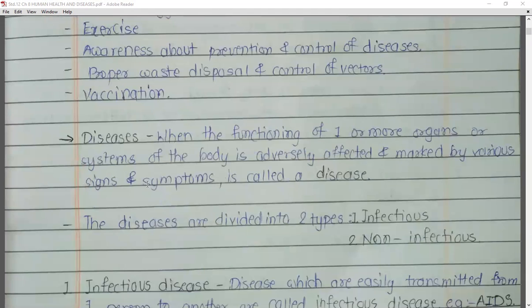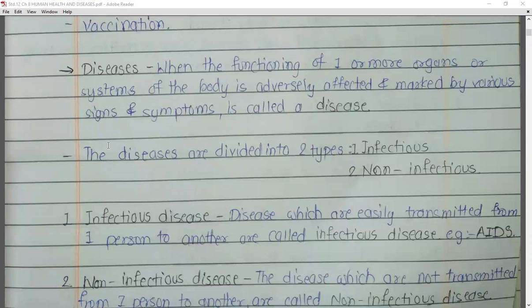Now we are going to see what exactly a disease is. So disease is what? When the functioning of one or more organs or systems of the body is adversely affected and marked by various signs and symptoms, it is called a disease. So what exactly is a disease? It is a disturbance of the normal functioning, right?